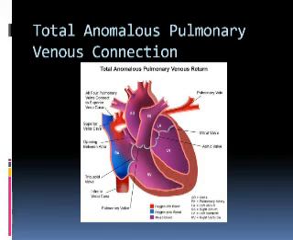And then finally, anomalous pulmonary venous return. The problem here is that all 4 pulmonary veins connect to the superior vena cava. So the superior vena cava has deoxygenated blood, right? And the pulmonary veins have oxygenated blood. So now you're going to mix that, and we'll end up with deoxygenated blood going out through the aorta.